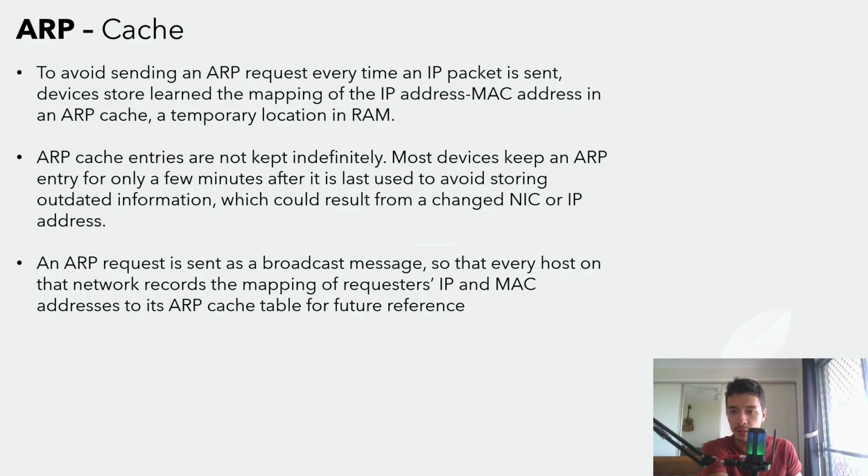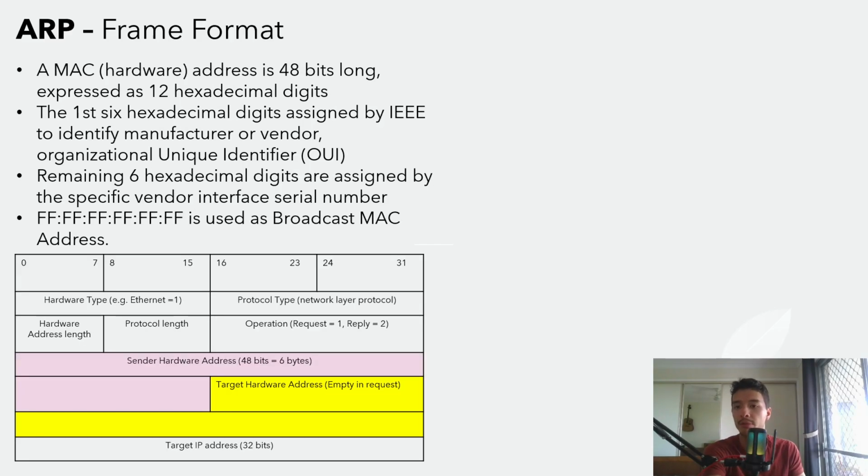An ARP request is sent as a broadcast message so that every host on the network records the mapping of the requester's IP and MAC address to its ARP cache table for future reference. So the frame format. A MAC hardware address is 48 bits long, expressed as 12 hexadecimal digits. The first 6 hexadecimal digits are assigned by the IEEE to identify the manufacturer or vendor, the organizationally unique identifier, or OUI. The remaining 6 hexadecimals are assigned by the specific vendor as the interface serial number. All Fs is used as the broadcast MAC address.